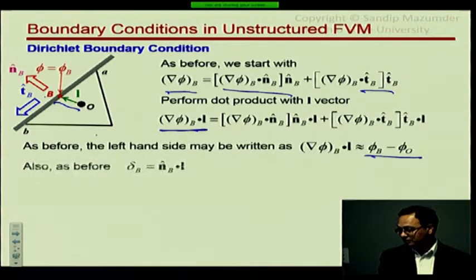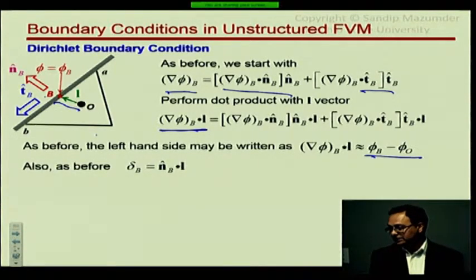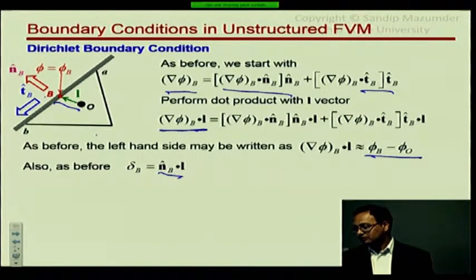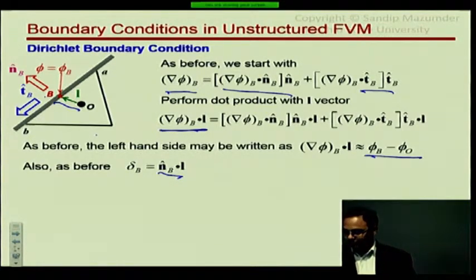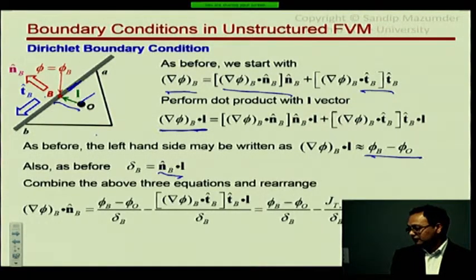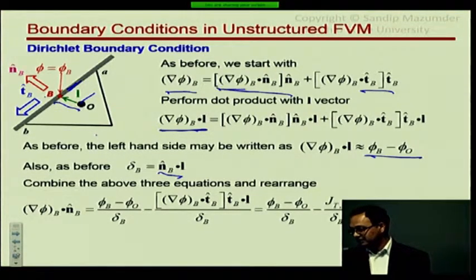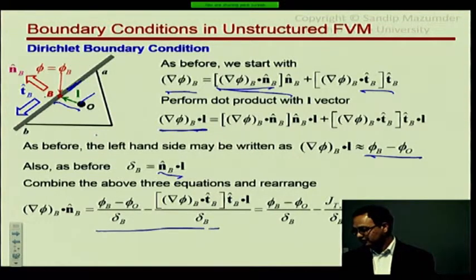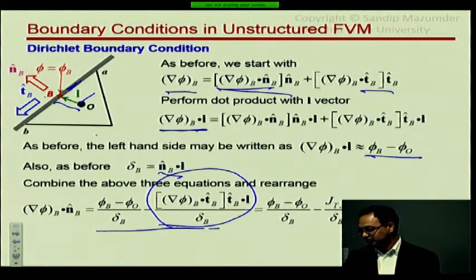And delta B is NB dot L. Same as before, so it's really the normal distance from the wall. So my governing equation, or the normal gradient, this guy here, becomes that. This is again your tangential flux term at the boundaries now.